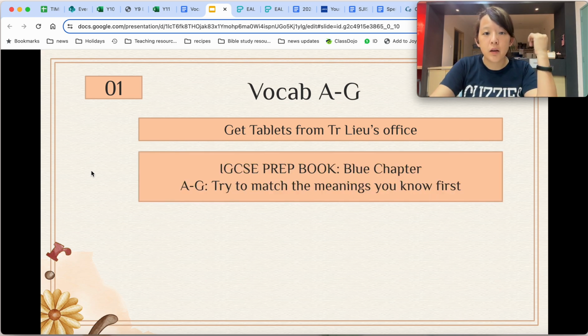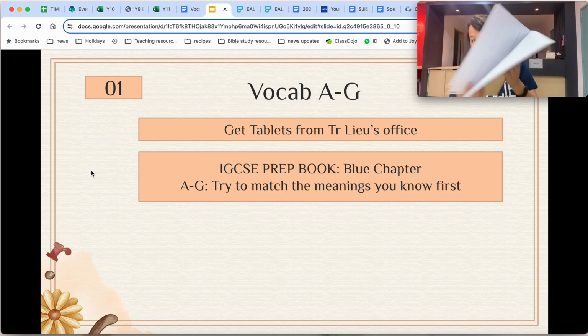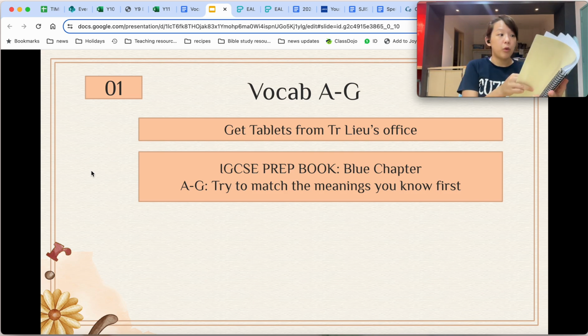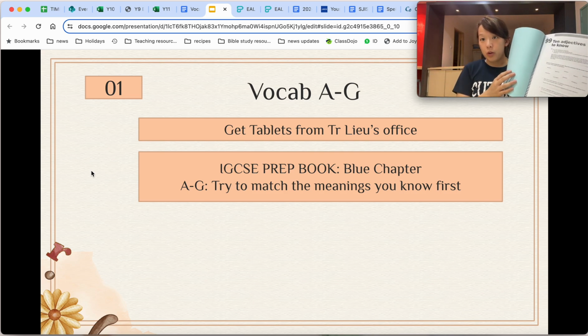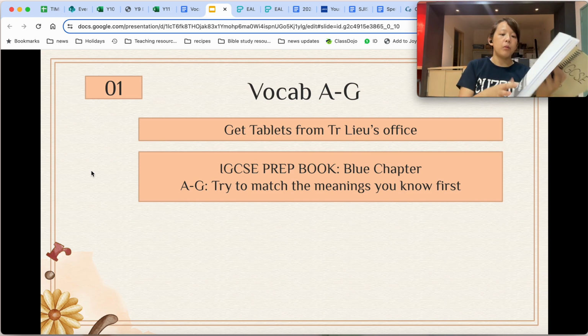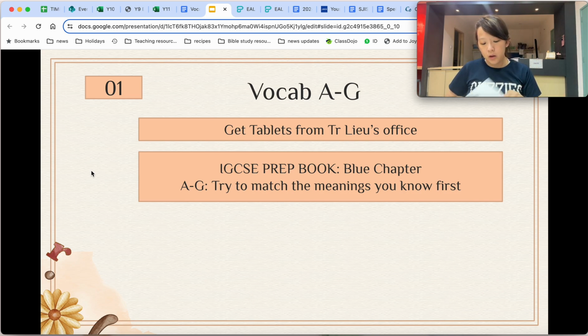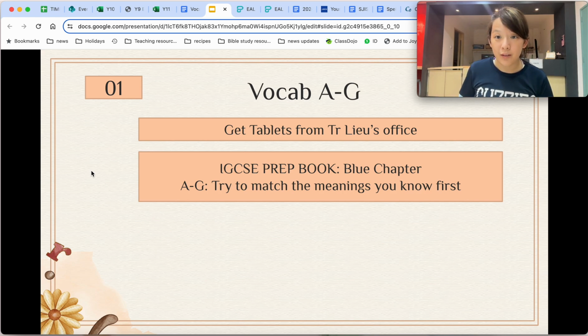Okay, the tablets. And while Mingyan goes and gets the tablets, can I get everybody to open your IGCSE prep book to the yellow chapter? Blue chapter. The blue chapter, remember we did all the vocabularies already. You will see something called GCSE O-level words, okay? You're starting from A. You would see that it goes from A all the way onto Z. Congratulations, a lot of words. Don't worry, we'll do that in phases. So you're going to do A to G today.